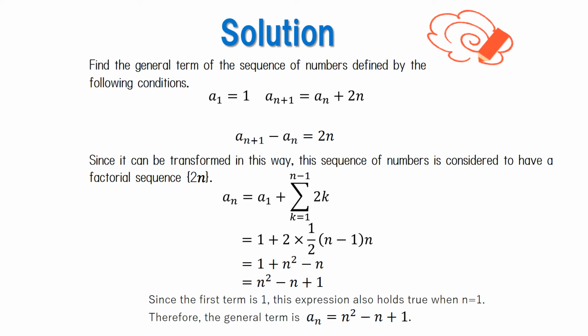Since the first term is a_1 equals 1, this equation holds when n equals 1. Therefore, the general term is a_n equals n squared minus n plus 1. Were you able to answer correctly?